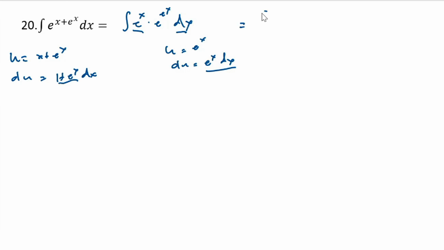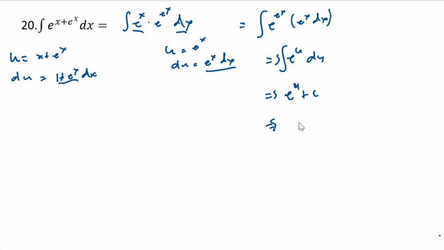So rewriting this one so that you can see it clearly, I will rewrite this one as e raised to x times e raised to x dx. So rewriting that one now in terms of u and du, the integral of e raised to x can be now the integral of e raised to u, and e raised to x dx is now du. So the integration of that will give us now e raised to u plus a constant. And now, replacing the value of u from e raised to u plus c, will give us now e raised to x plus a constant.